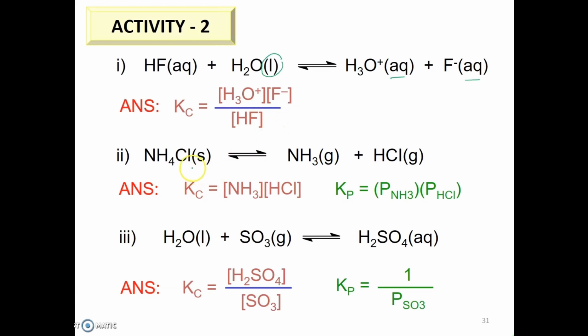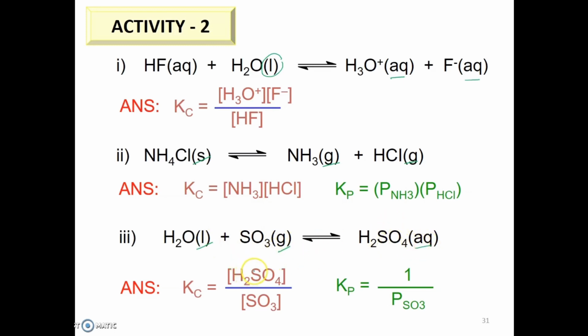Okay, for number 2, NH4Cl solid decomposes to form ammonia gas plus HCl gas. So the Kc expression is only the concentration of ammonia, since it is in the gaseous phase, times the concentration of HCl, also in the gaseous phase. And the reactant NH4Cl is not included in the Kc expression since it is in the solid phase. And the Kp expression for this reaction is equal to the partial pressure of ammonia gas times the partial pressure of HCl gas only. And number 3: H2O liquid plus SO3 gas produce H2SO4 aqueous.